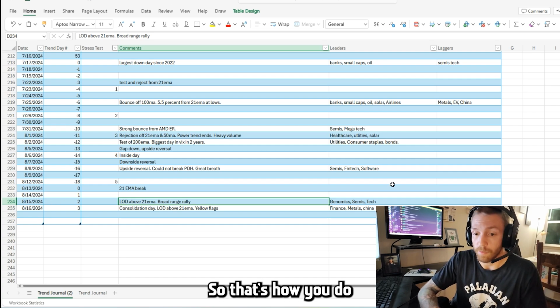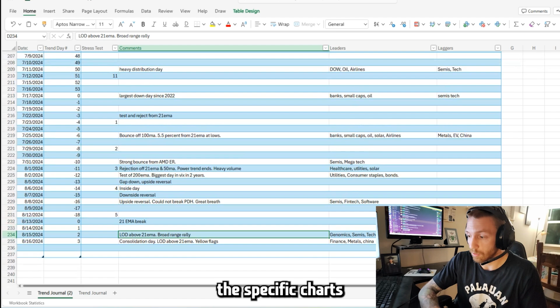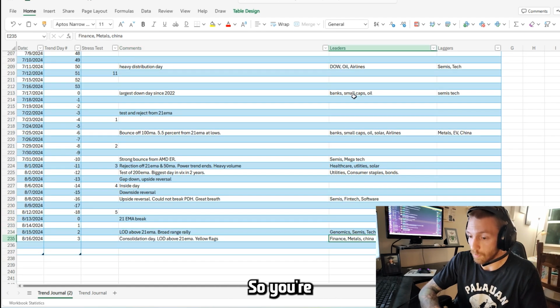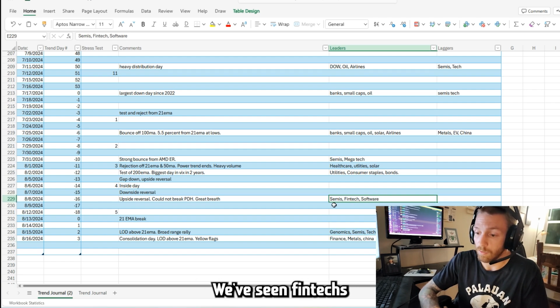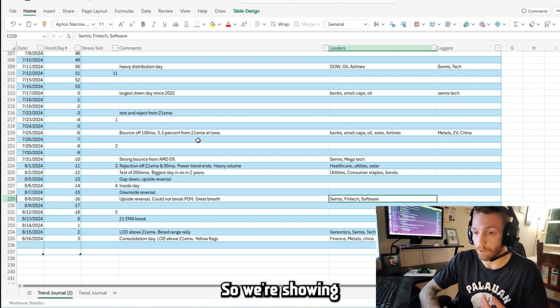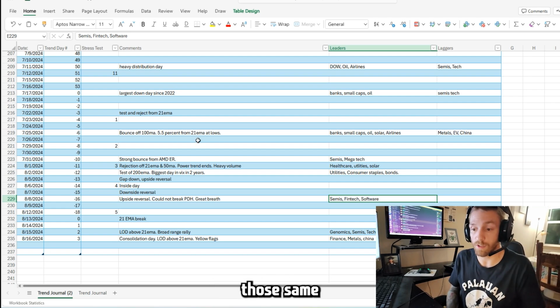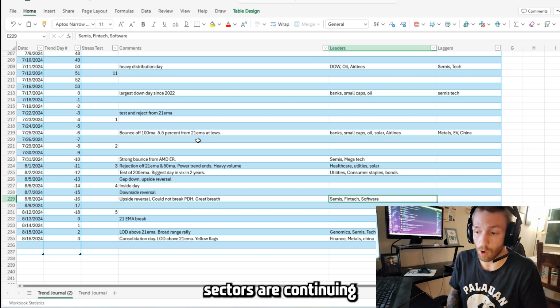So that's how you do the specific charts or the specific journal. So you're going to have right here, we have our leaders. What are our leaders? Right now we're having metals, finance, metal. China was actually weirdly a leader on Friday. We've seen genomics, we've seen tech moving, we've seen fintechs, fintech, semi, software. Same over here. So we're showing that those same sectors are continuing strength.